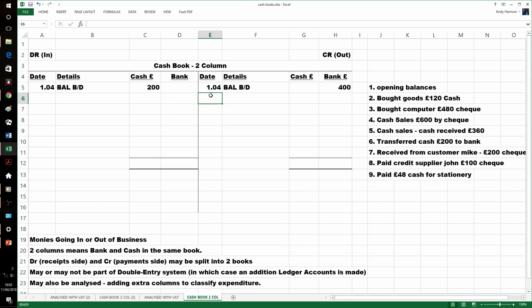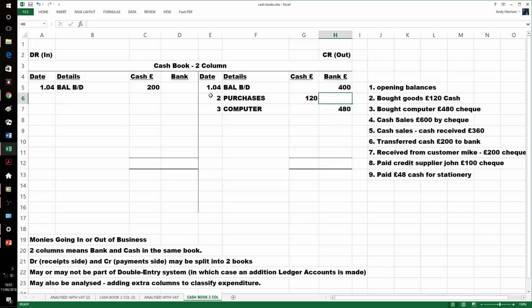So if you're buying something, it's credit the bank, and it's just goods, so purchases, and we bought them in cash. And then on our number 3, we bought a computer. But that came out of the bank because it's a cheque.